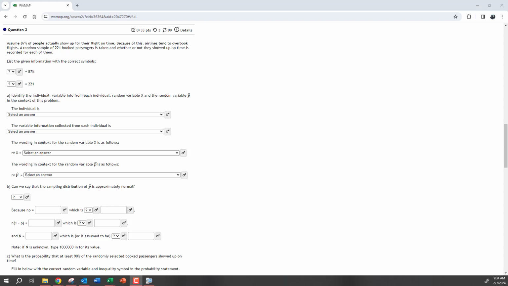Welcome, everybody, to a hopefully short and sweet explanation of how to deal with these normal approximations to the binomial. I know it can be tricky, especially when they ask you to deal with just percentages and not actual numbers. It just doesn't feel right.